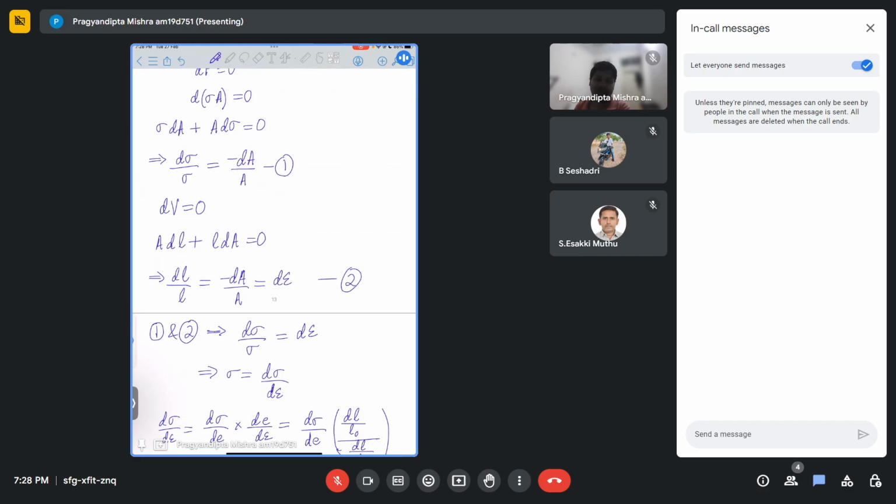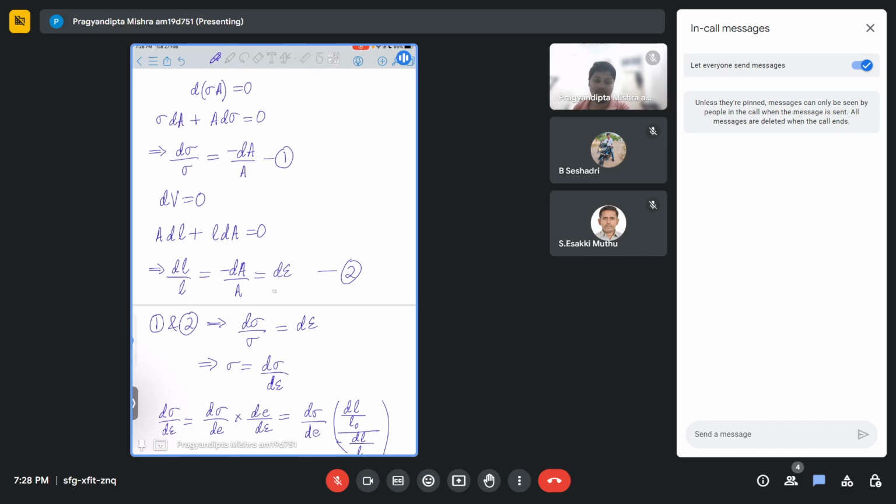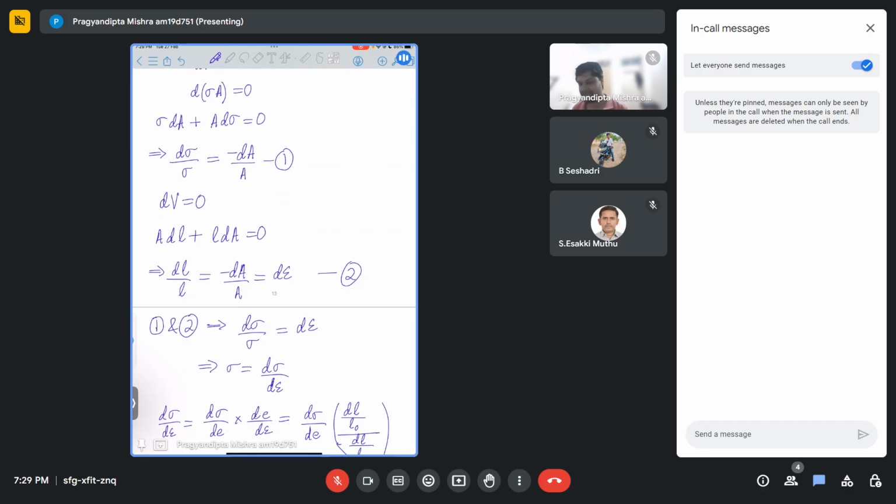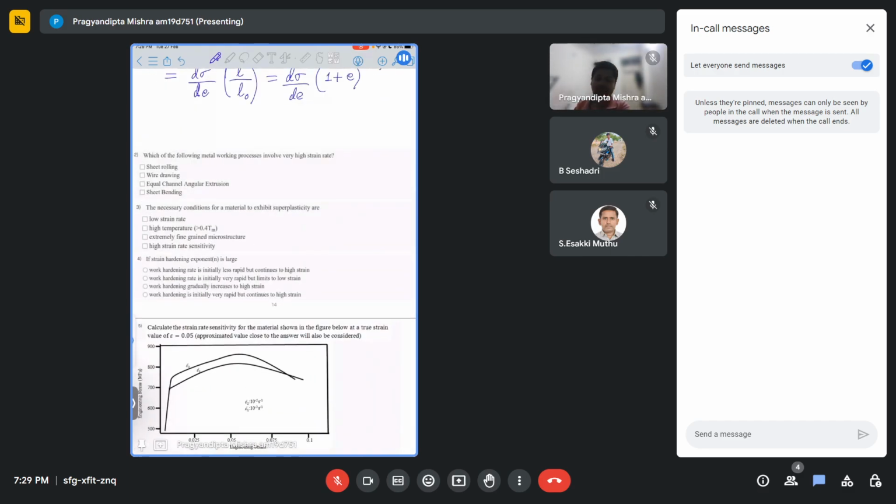I hope there is no doubt as to how we are arriving at this relation. Okay, let me move forward to the next question. Which of the following metal working processes involve very high strain rate? They have given us some processes and they are asking which of them will involve very high strain rate. Now, again, this is not a problem that you are solving from the concept that you have studied. This is just something that you need to know, which kind of engineering processes use this high strain rate concept that you have studied.